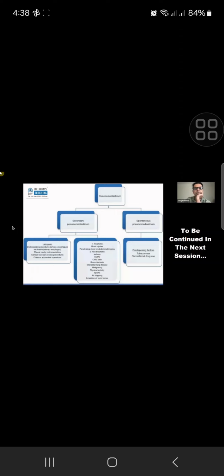So pneumomediastinum is air in the space between the lungs, which we call the mediastinum. The causes are secondary and spontaneous. Most commonly, it's after a procedure, either intubation, central vascular access, endoscopic procedures, or esophageal perforation, or all these conditions, just traumatic blunt injuries and so on.